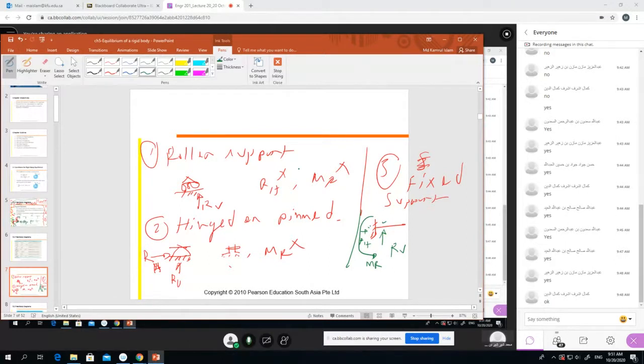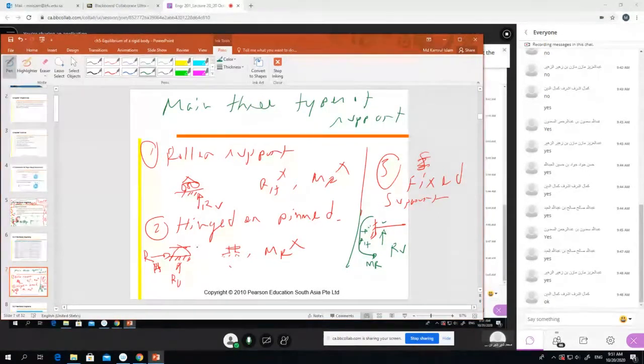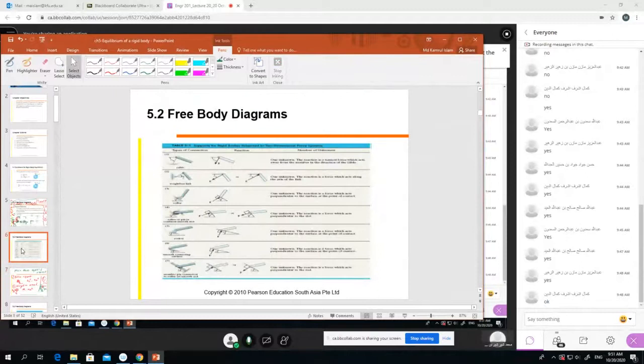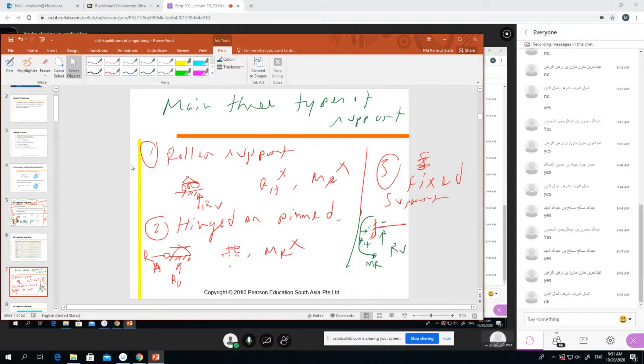All right, now what I taught you are the main three types of support. What does it mean? That means there are many types of support that are combinations of these three. You will see in the book also; go to the book and check the different types of support we have. These supports are just combinations of these three. So if you understand these three, the others are not difficult.